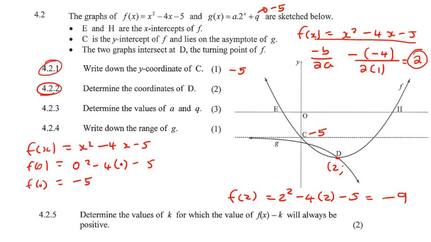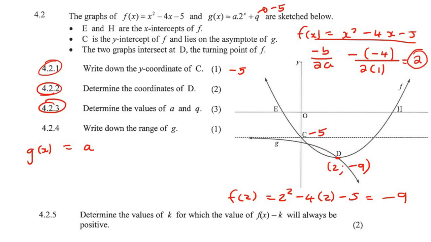This question here says determine the values of a and q. Okay, so we can say g of x equals a times 2 to the power of x plus q. Now we know q is minus 5. We found that because of the asymptote. So we only have one unknown. When you only have one unknown, you just find a point on the graph. So on this exponential, we can use the point D, which we've just found, and you could plug that in. So the minus 9 is the y value. The x value is 2.